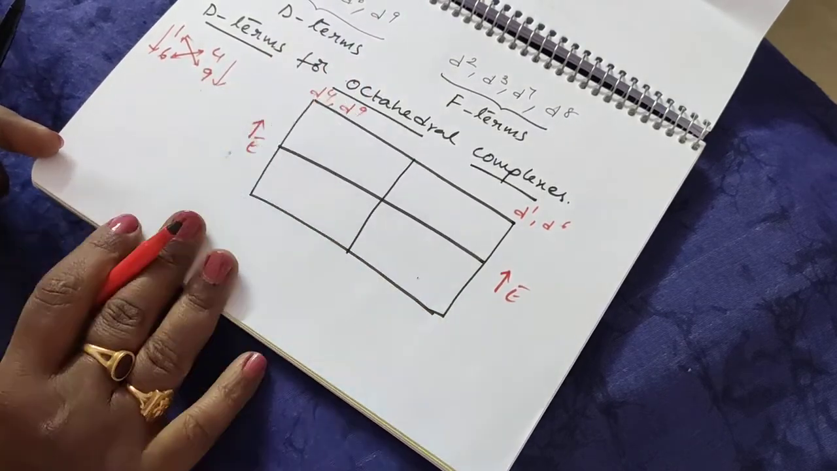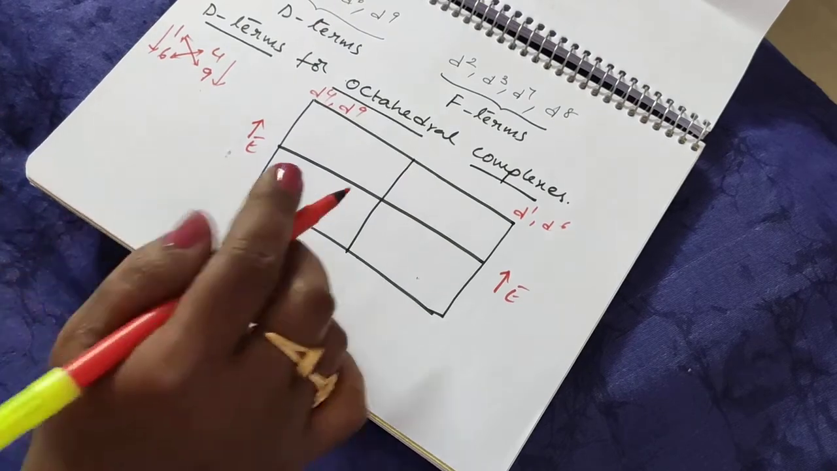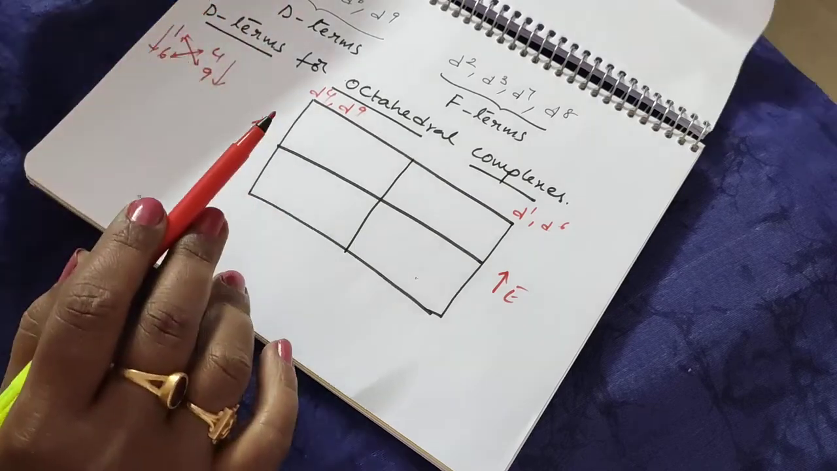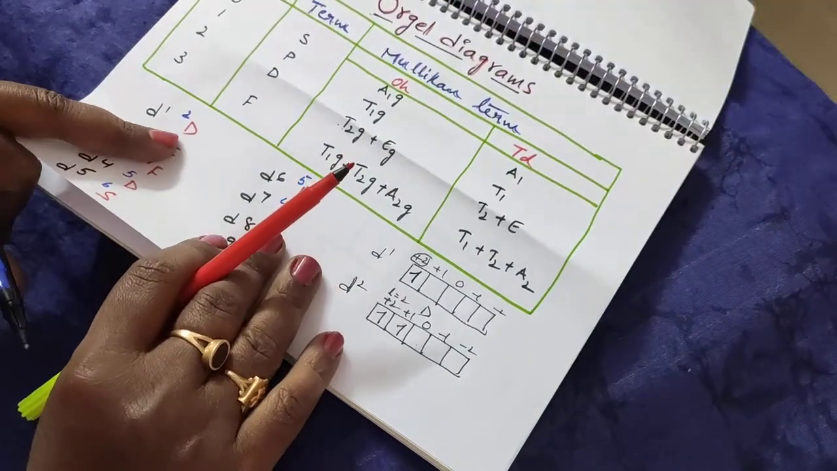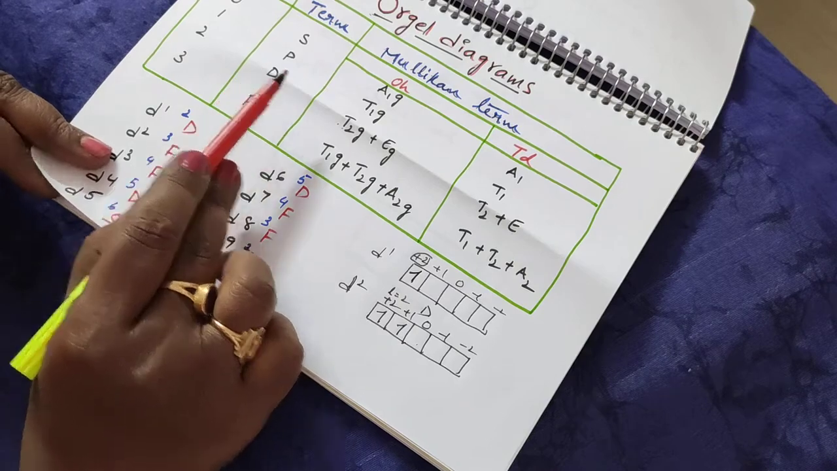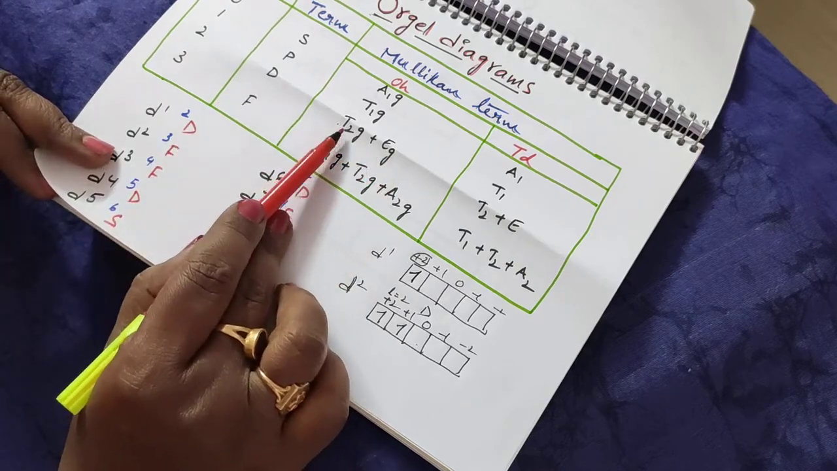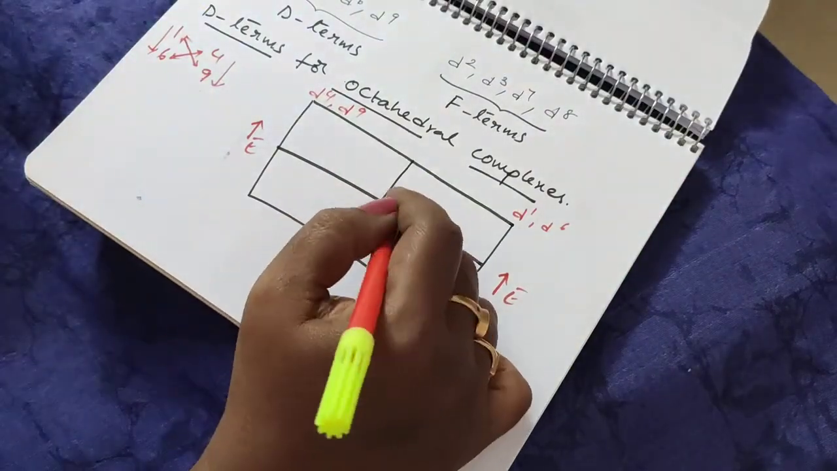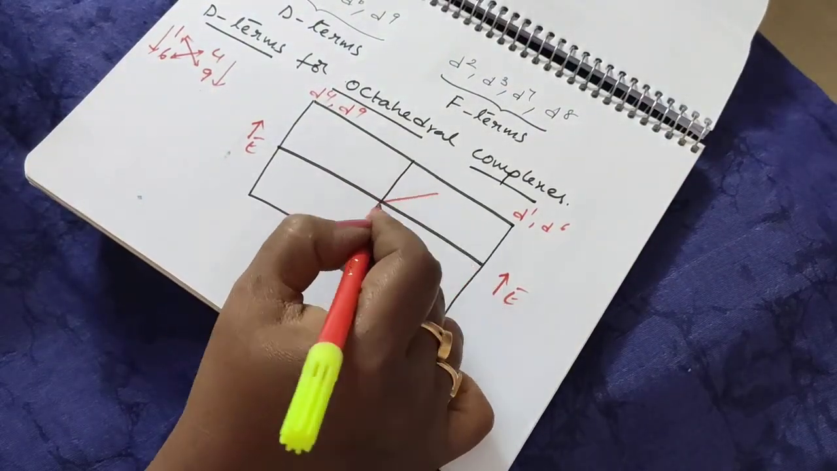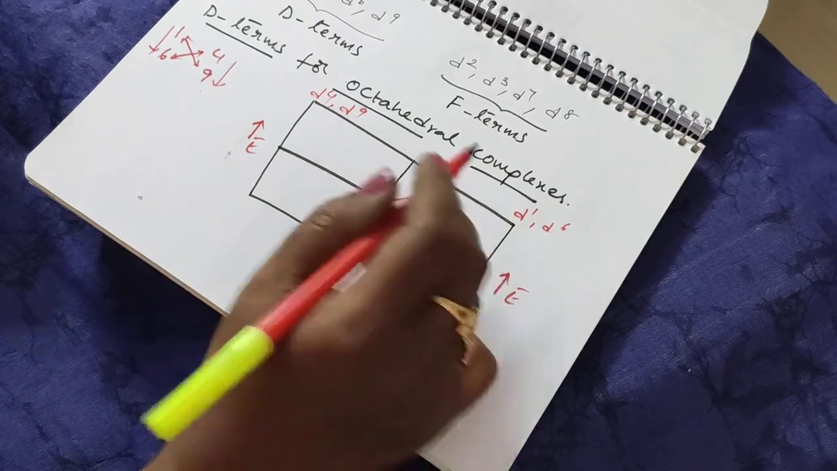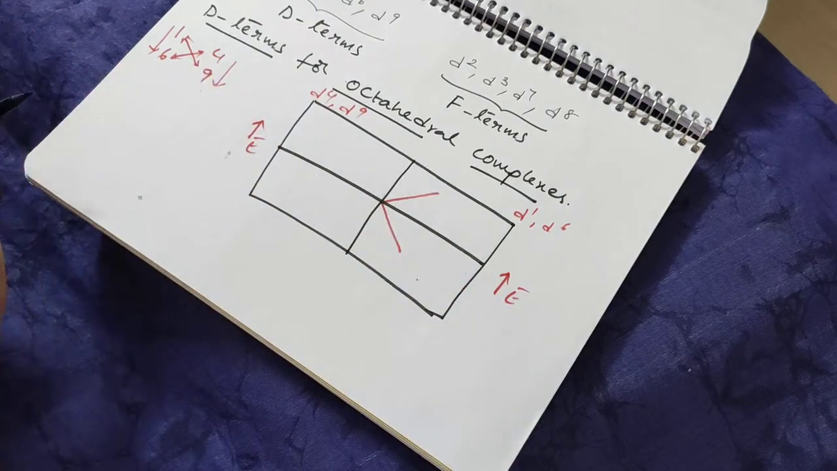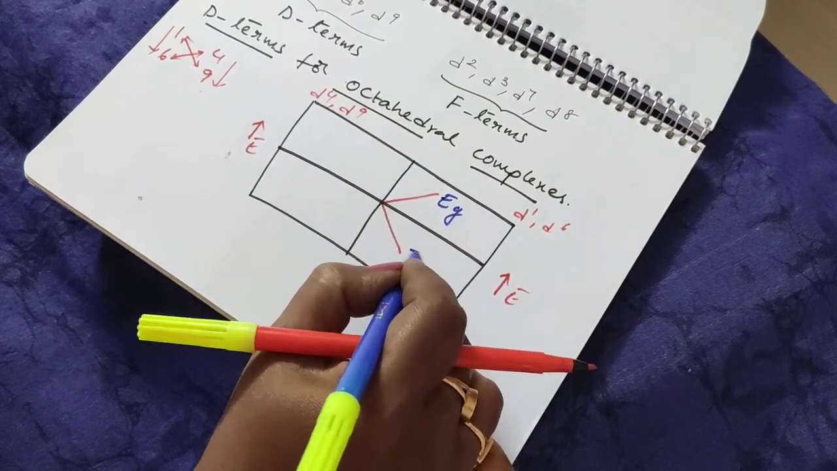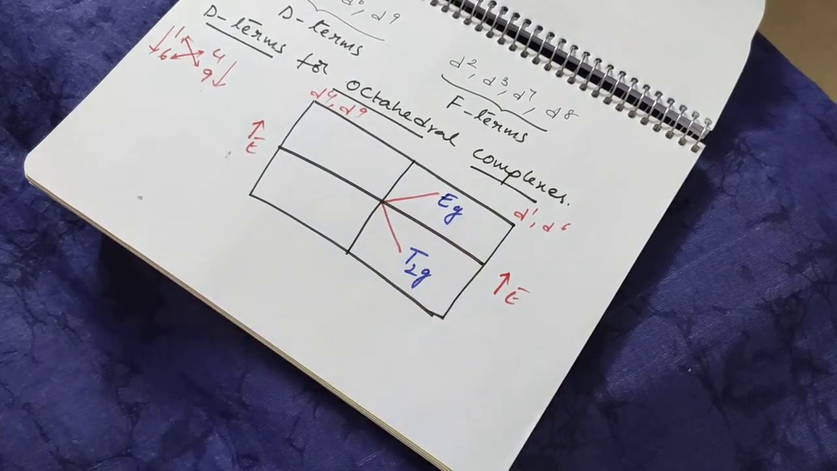D4 and D9. Okay. And next, what about D1? D1 means it consists of the D term. Okay. So here the D term is divided into EZ and T2Z. So that's why you have to write like this. Above one is EZ and this one is T2Z.